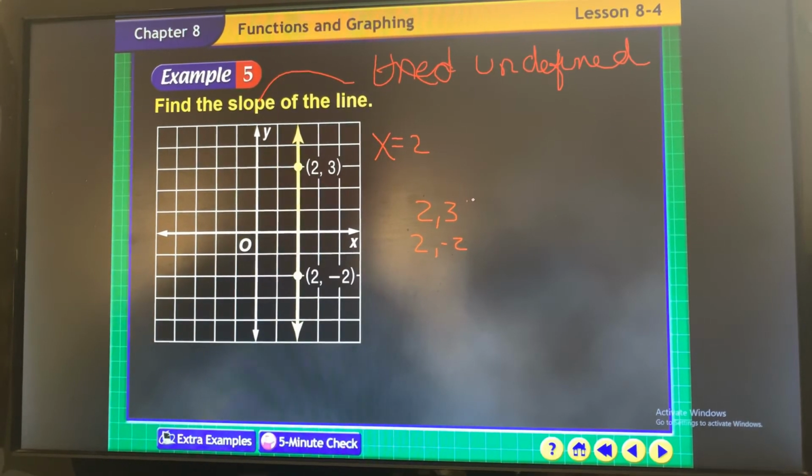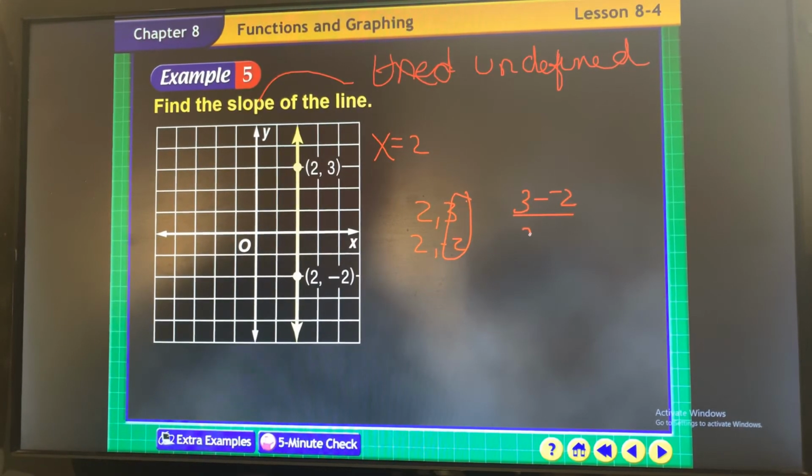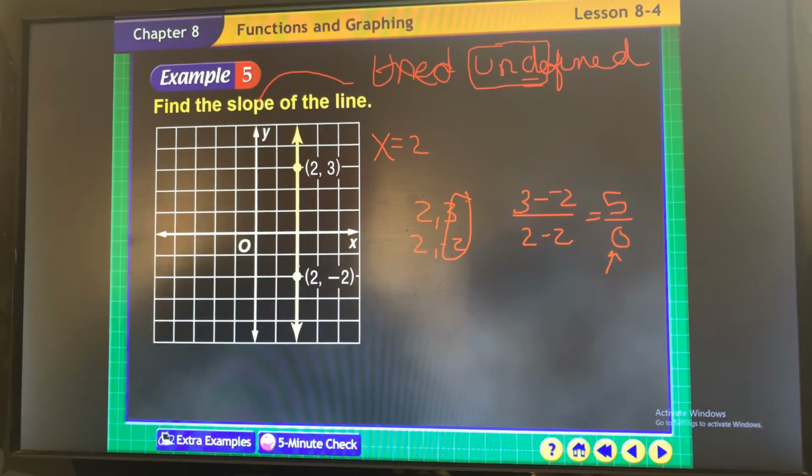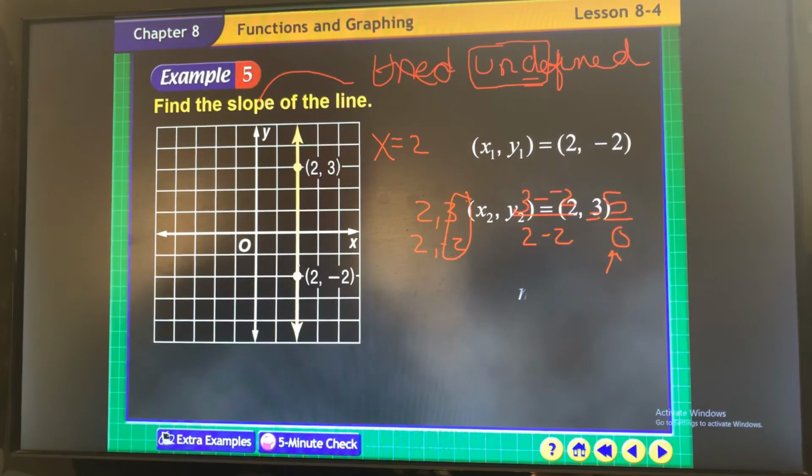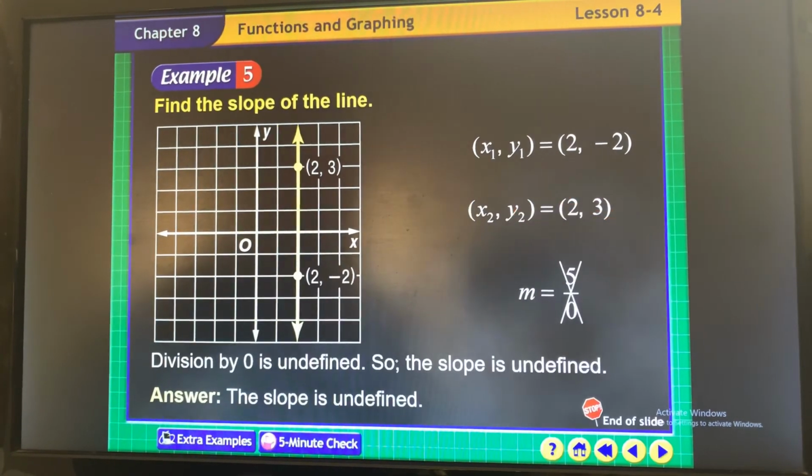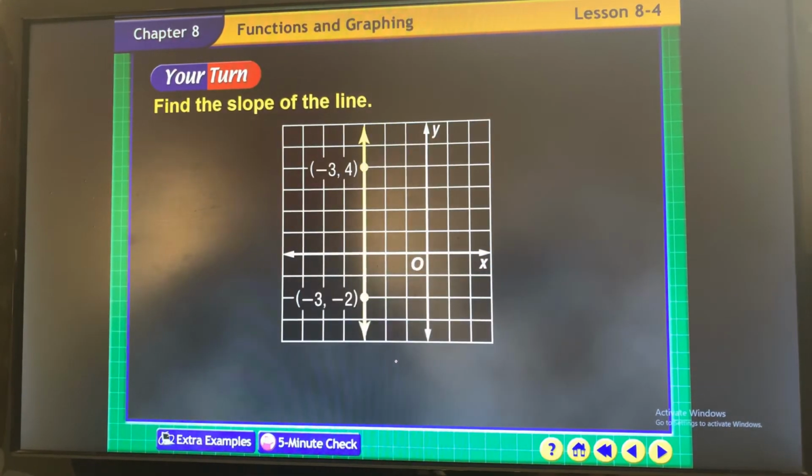Okay, so if I do this problem, 3 minus negative 2 over 2 minus 2, you can clearly see that 0 is in the denominator, so it's undefined. Or think of it as almost saying the word under. 0 is under the 5. And if it is, then this is an undefined slope. All vertical lines are undefined. See? Vertical line, undefined, 0 in the denominator.